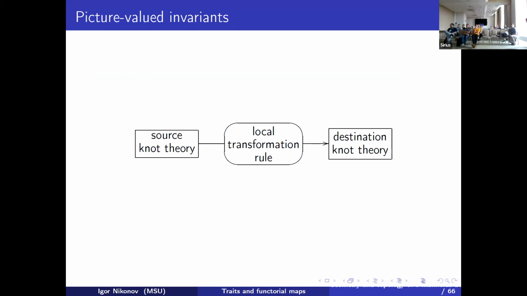We consider picture valued invariants, that is, we consider two knot theories. A knot theory is a set of diagrams and a set of moves between them. We can consider different sets of moves, and we will get different knot theories. In general, we have the initial source knot theory, which is the usual knot theory with Reidemeister moves, and then apply some local moves, which transform diagrams into other diagrams. And if the result is invariant, that is, different diagrams which differ by Reidemeister moves give the same result in the destination theory, we will call it a picture valued invariant.